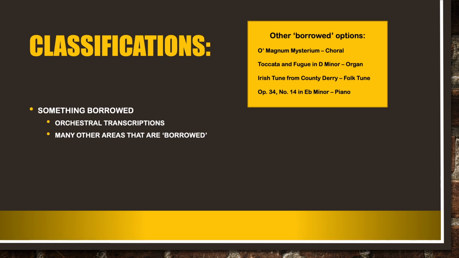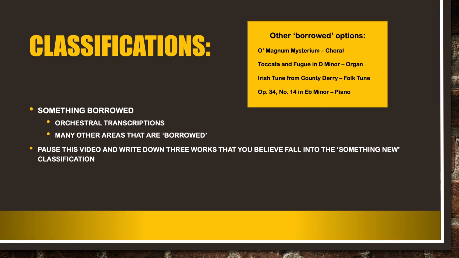And then finally, a piano work that some of you may be familiar with is the Shostakovich Opus 34, number 14 in E-flat minor, a work that has been often played and sometimes has gotten forgotten about, but is a wonderful work for the wind band medium that was originally a piano work. So at this time, again, go ahead and pause your video, and in this 3rd category, I want you to write down 3 works that you believe fall into the something borrowed classification.